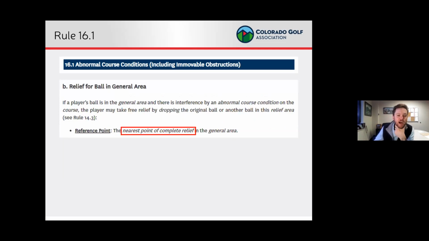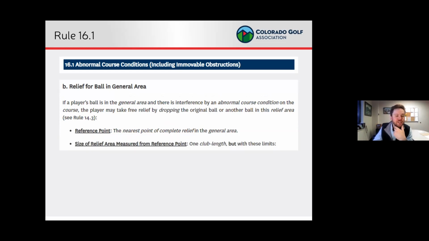All right. Back to this rule, we just went over the nearest point of complete relief is the reference point. The reference point is the nearest point of complete relief. In this case, in the general area, size of the relief area measured from the reference point.